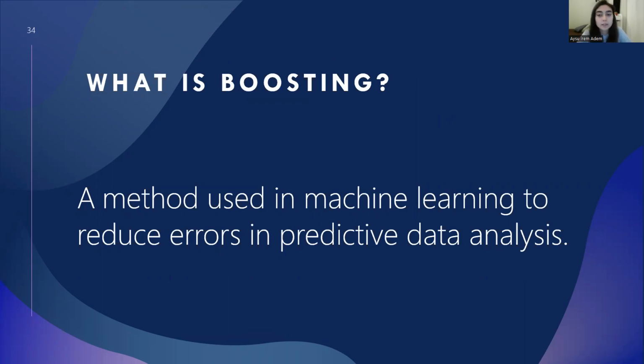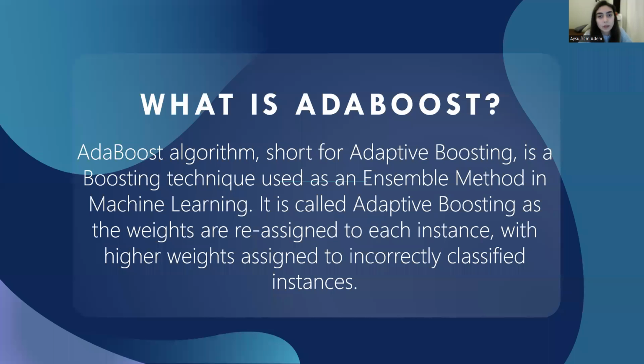Boosting is a technique that combines multiple weak classifiers into a strong classifier. Each weak classifier is trained on a subset of the data, and the final prediction is made by taking a weighted average of all the weak classifiers' predictions. Next, please. Now let's move on to AdaBoost.